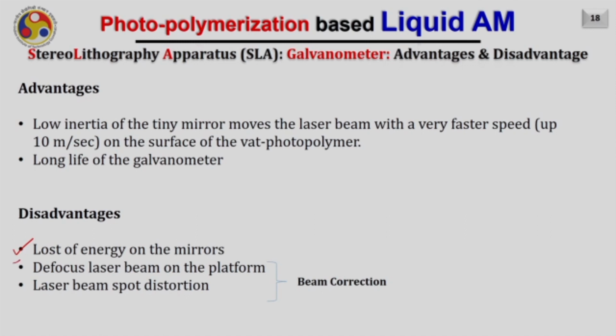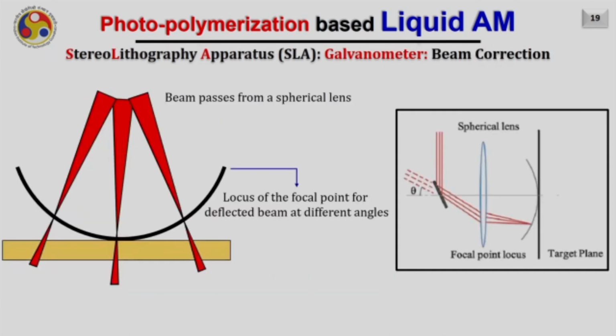The other two are the defocused laser beam on the platform and laser beam spot distortion. So let us consider both cases, and this type of correction in the beam is called beam correction. For example, if this is the laser beam getting deflected from the galvanometer, this is the position when it is not deflected, it just passes vertically onto the platform. This is the build platform and this is the laser beam.